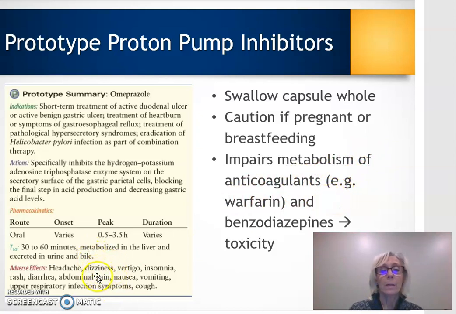Some other things about these adverse effects is that they're pretty mild. Some patients might just have some problems with cough or might be more prone to developing a respiratory tract infection. But for the most part, it is pretty easy to tolerate for the client.